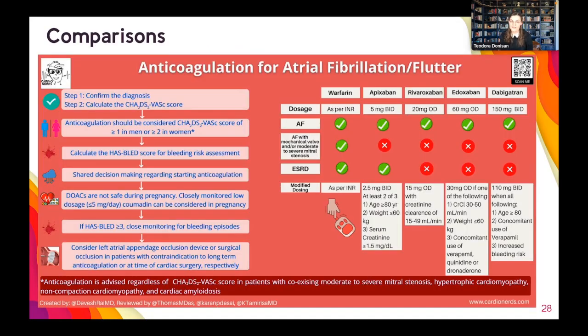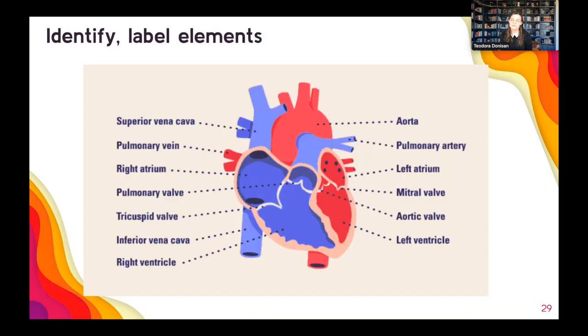Congratulations to Devesh for winning the CardioNerds Award for this infographic this year. We can see a great comparison about the main treatment options for AFib and AFlutter. We can also identify and label elements. This type of infographic is frequently used in anatomy illustrations, but not only.